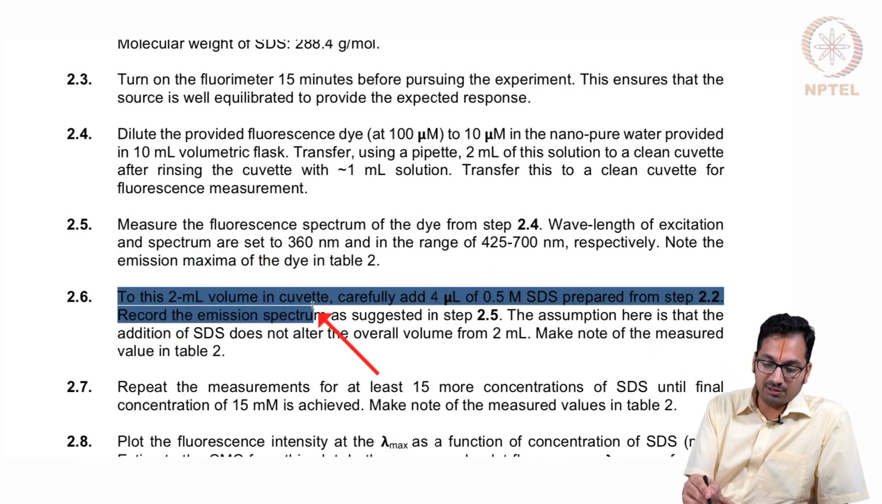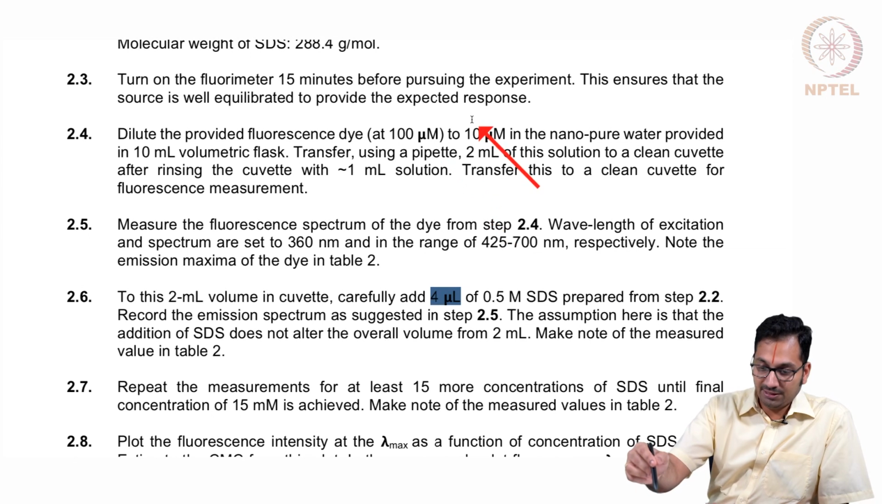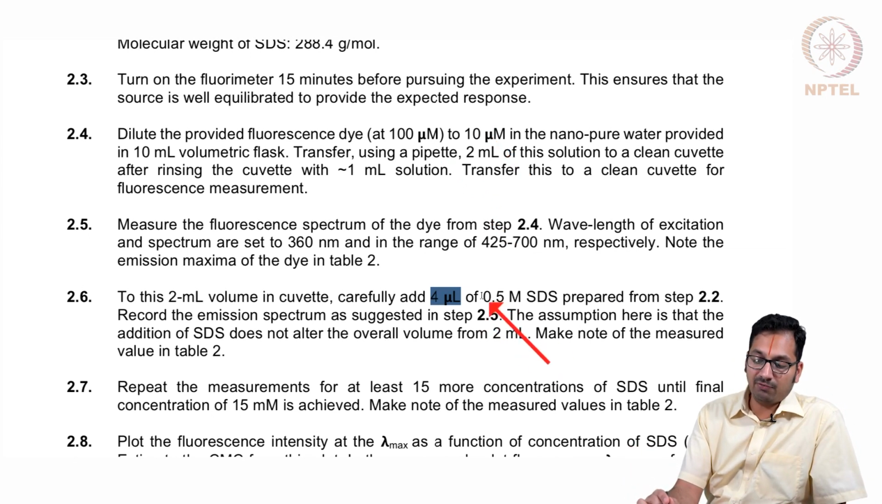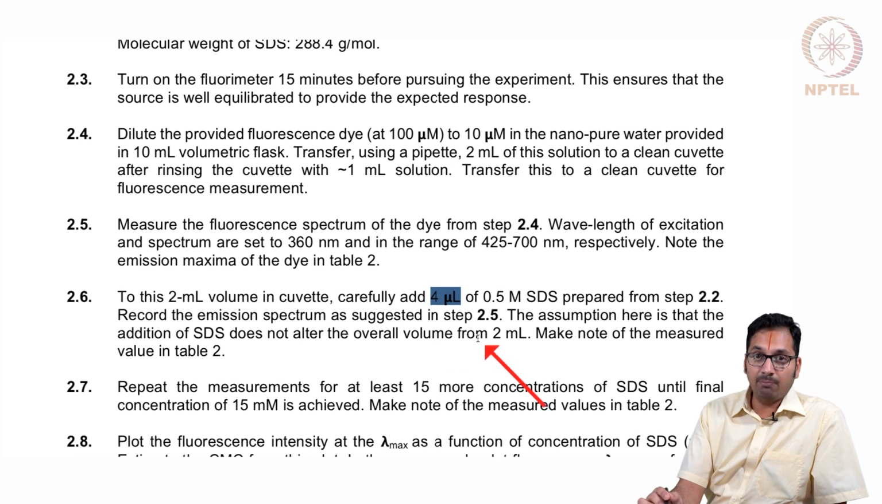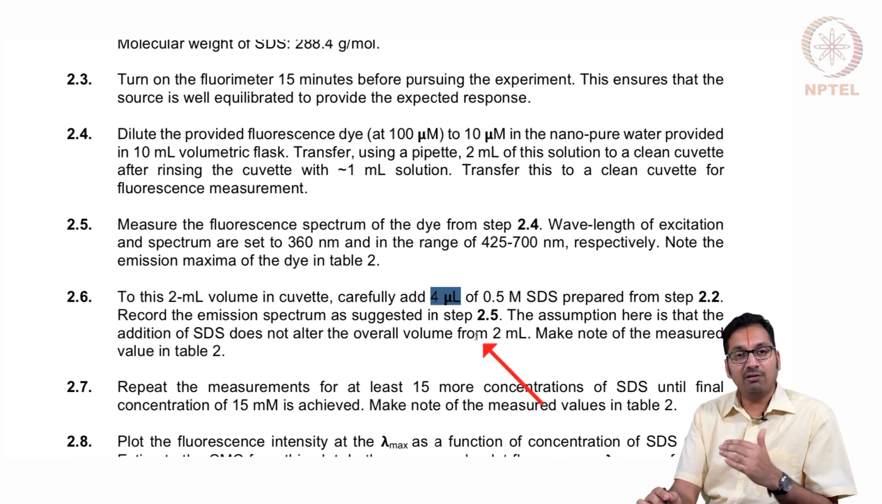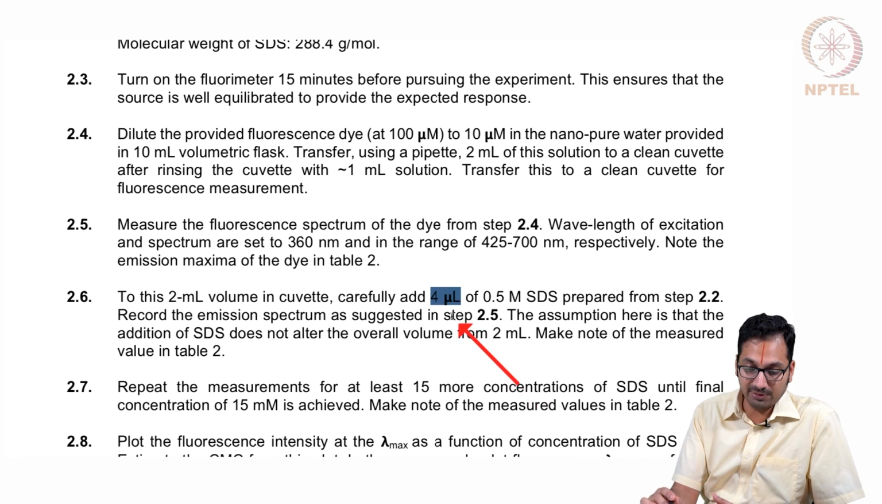Now to this 2 ml cuvette, carefully add 4 microliters of the SDS solution that you prepared in the initial step. So basically in step 2.2 you ended up preparing 0.5 molar stock solution of SDS. So carefully add only 4 microliters of it, and this is important because once again you have to do everything quantitatively. Adding 4.1 or 3.9 or 3 or 5 microliters would end up resulting in a systematic error. So one has to be careful there.